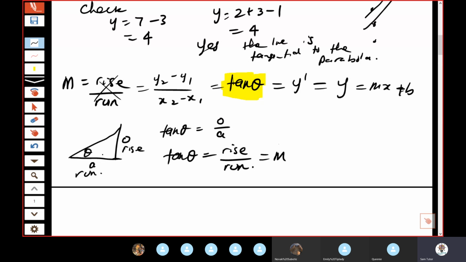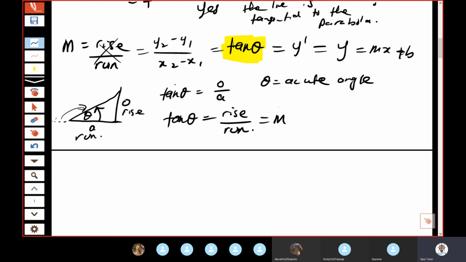A quick point there, actually: theta is an acute angle in that direction. If I wanted to find the obtuse angle, this bit here, you have to subtract from 180. So if you're ever asked to find the obtuse angle, it's 180 minus theta. So be careful, theta is acute.